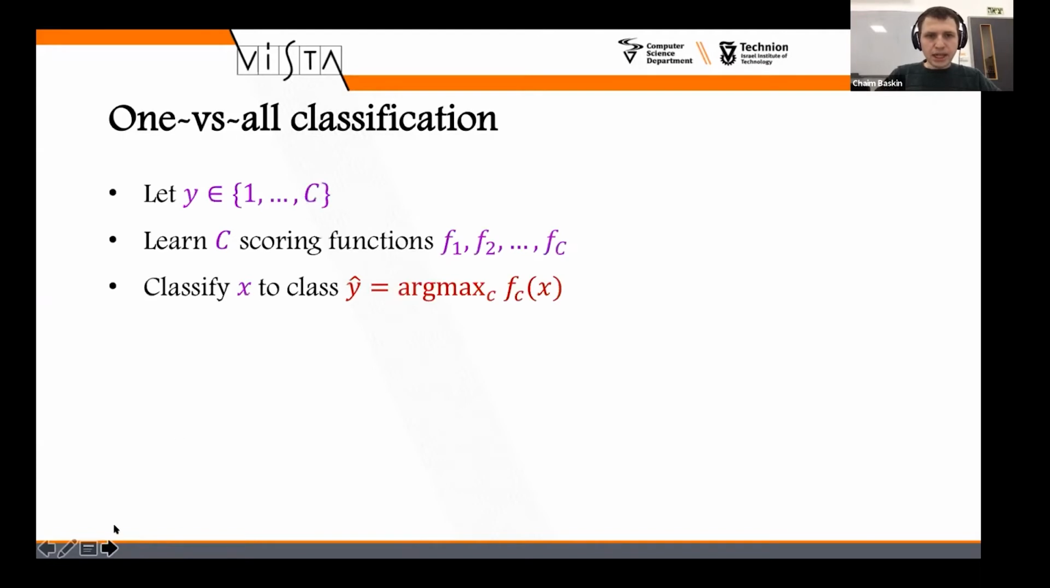So let's start. We have Y, which is our output over a few classes. We want to learn class scoring functions F1 until FC. We want to classify X to a predicted class, so Y prediction is the argmax over the classifier functions applied to our input.